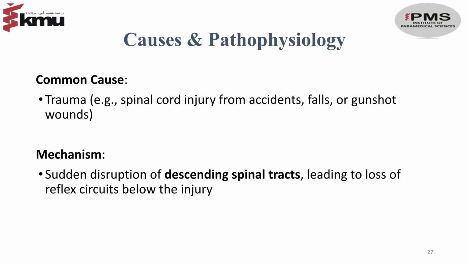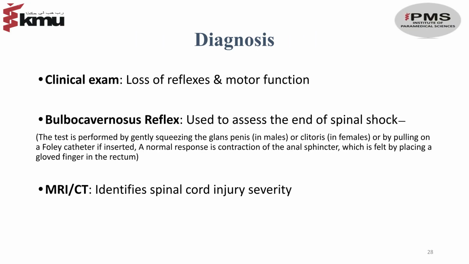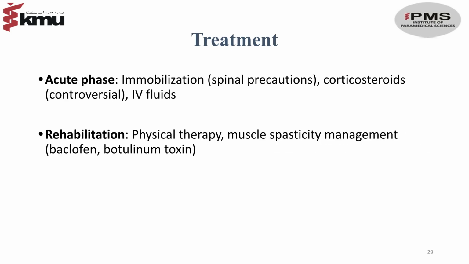The mechanism involves the sudden disruption of descending spinal tracts, causing the loss of reflex circuits below the injury. Diagnosis relies on clinical exams showing the loss of reflexes. The bulbocavernosus reflex test is used to assess the end of spinal shock. Imaging like MRI or CT identifies injury severity. Treatment in the acute phase includes immobilization and potentially steroids and IV fluids. Rehabilitation focuses on physical therapy and managing muscle spasticity.